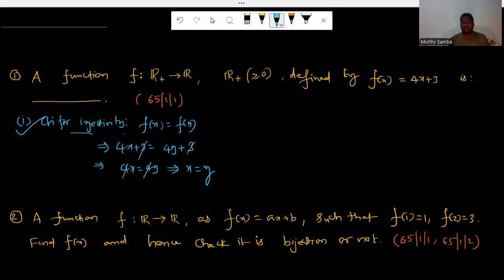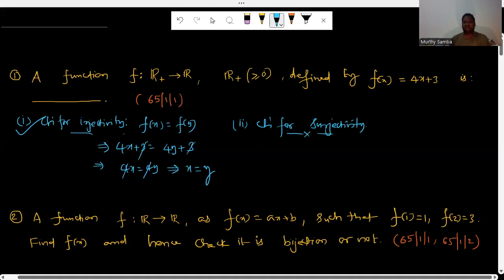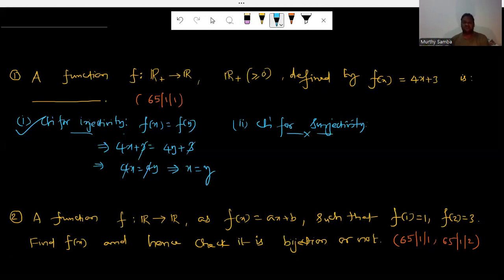Is it an onto function or not? Let us check for surjectivity. What do you mean by a surjective function? In the case of a surjective function, it is very simple: range is equal to codomain. So what is the codomain here? Codomain is R. Now you have to find out what is the range of this function. In order to find the range, let f of x is equal to 4x plus 3. This is the function given, right?